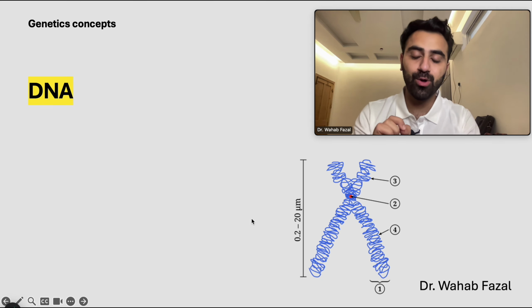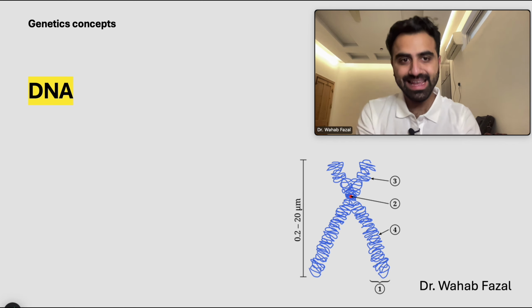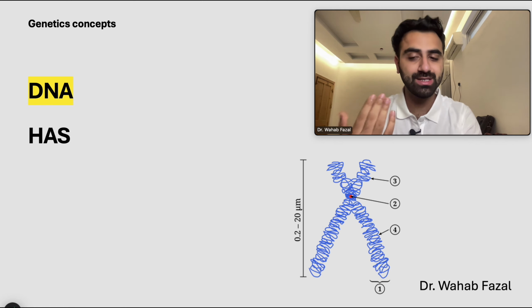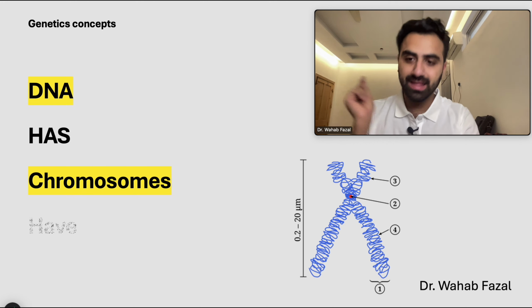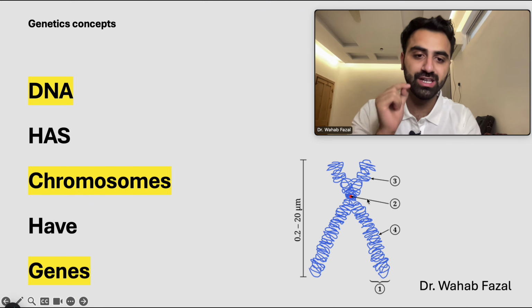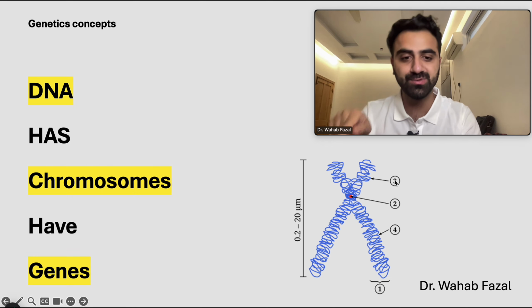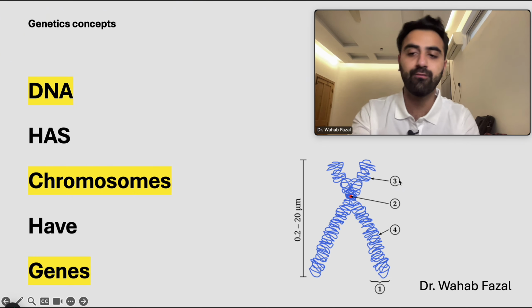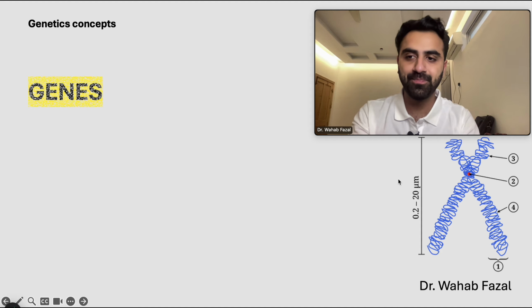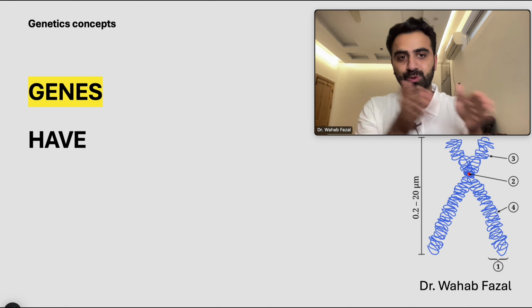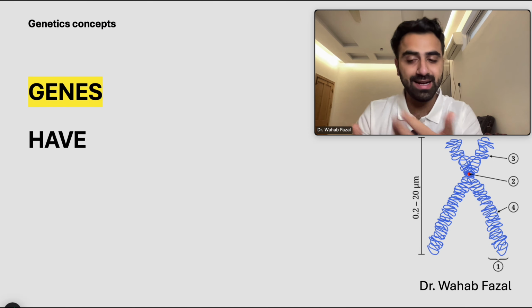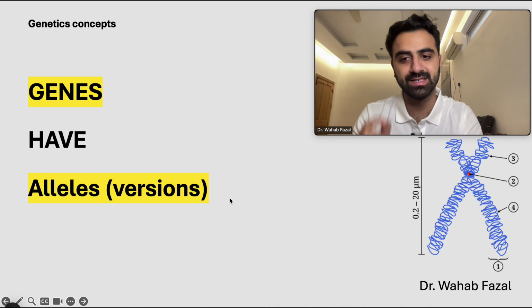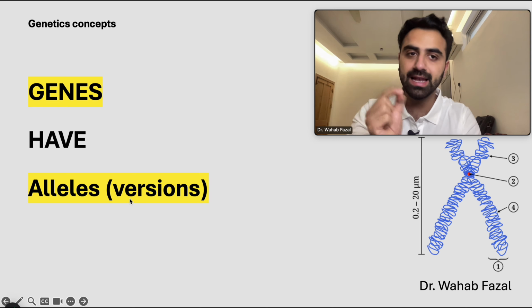First of all, I want you to know that DNA has chromosomes. These chromosomes are then made up of specific genes. These are at specific points which are known as locus, or loci for plural. And then these genes have different versions, right? Some are dominant, some are recessive, some have different traits. So these genes have something called alleles. These alleles are the versions.